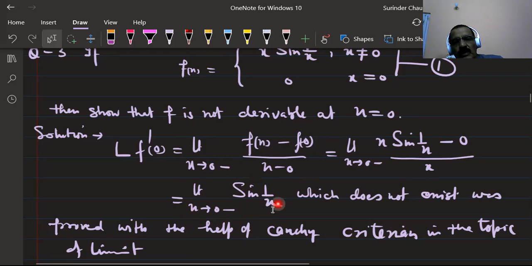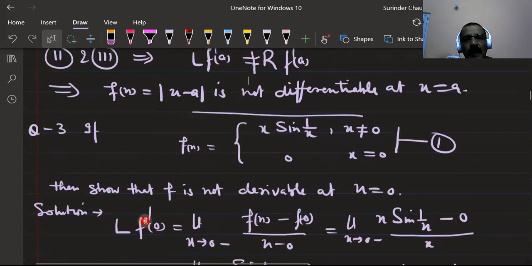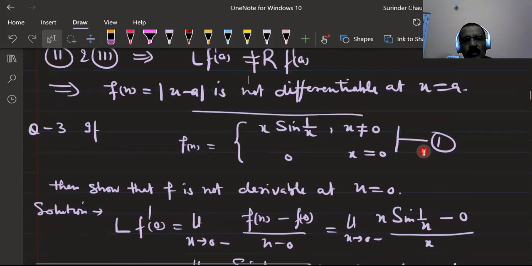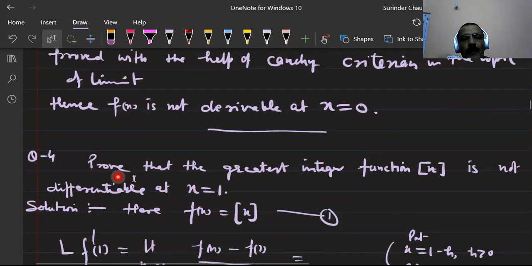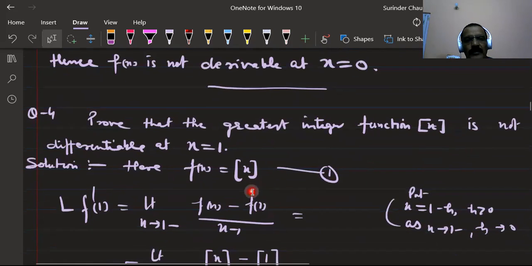Now the limit of sine of 1 upon x as x tends to 0 from negative does not exist. If you find the right hand limit, with the plus sign here, the right hand limit of sine of 1 upon x also does not exist. We proved it by Cauchy criteria. This limit at x equal to 0 does not exist, which implies f is not derivable or differentiable at x equal to 0. Now I prove that the greatest integer function is not differentiable at x equal to 1.